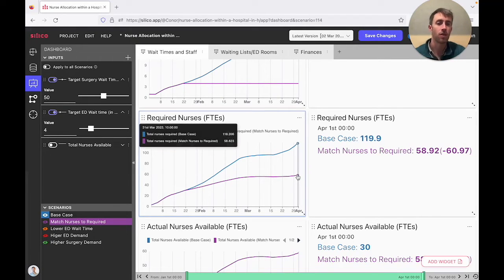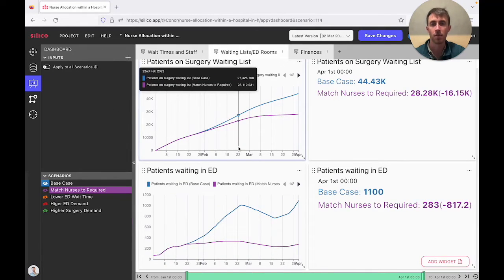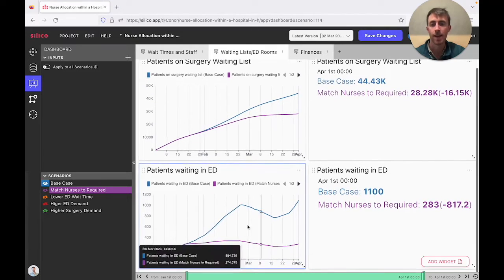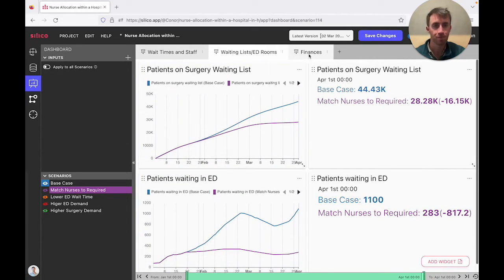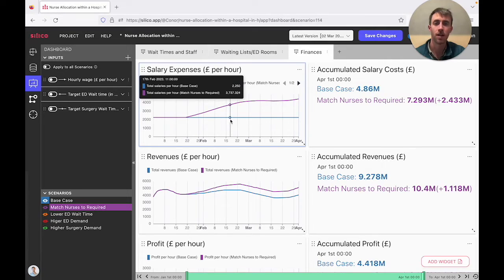So we can see here that in the future we'll need to hire more nurses in order to get closer to our target wait times. We can also see the impact on waiting lists. Obviously with more nurses hired now, it starts to reduce our waiting lists relative to the base case for both ED and surgery. And then finally, if we look at salary, up until this point the required and the actual was the same, but from this point on we started hiring more nurses to deal with the fact that we didn't have sufficient capacity. So we started to hire more nurses and therefore our salary increased.